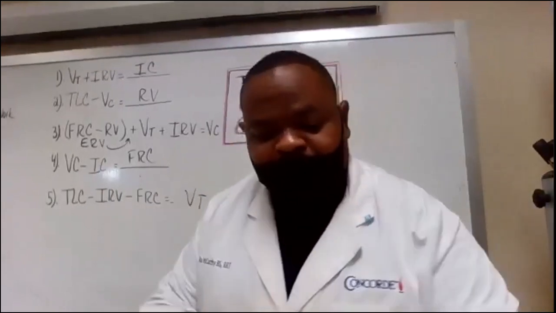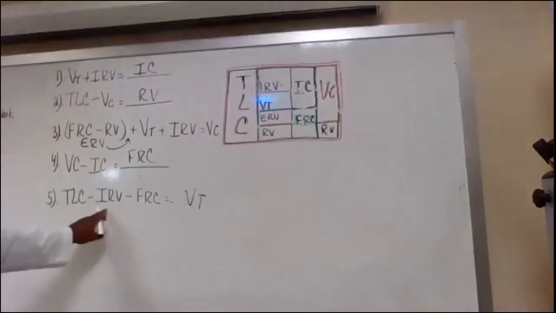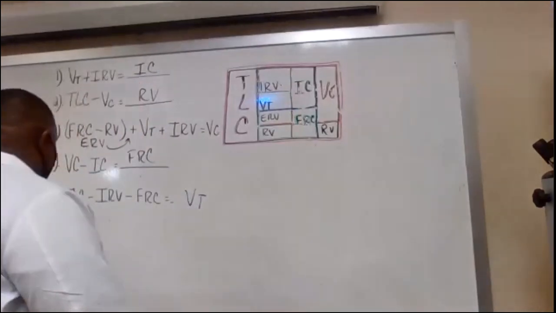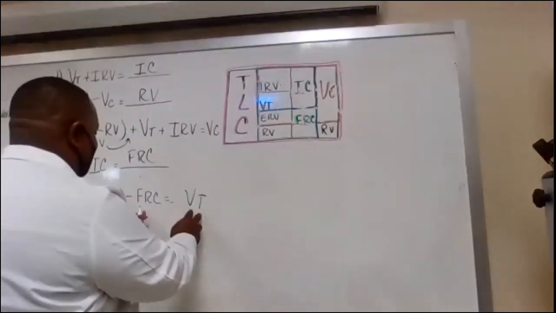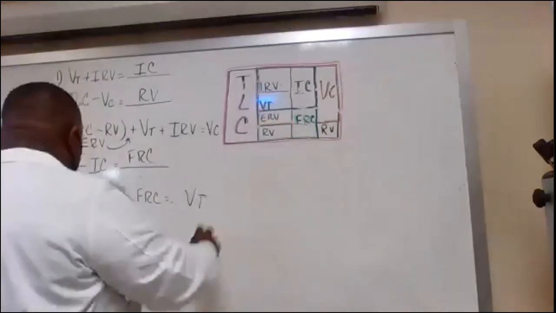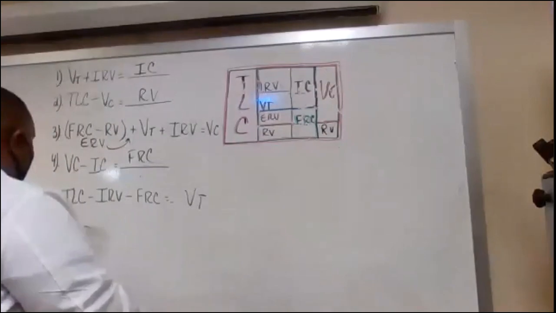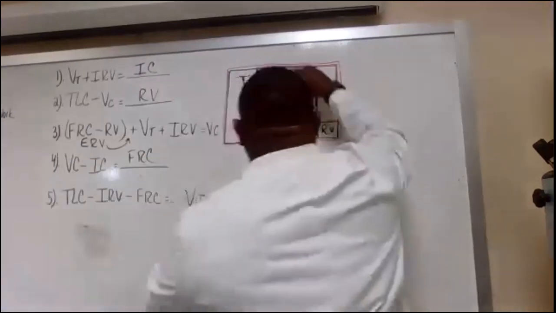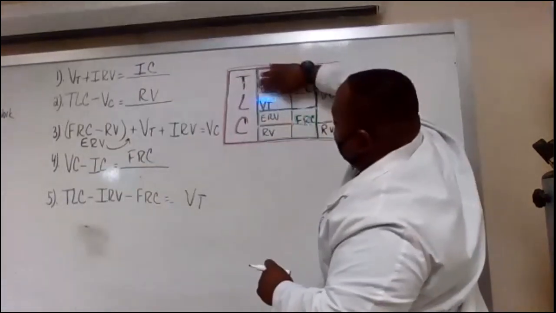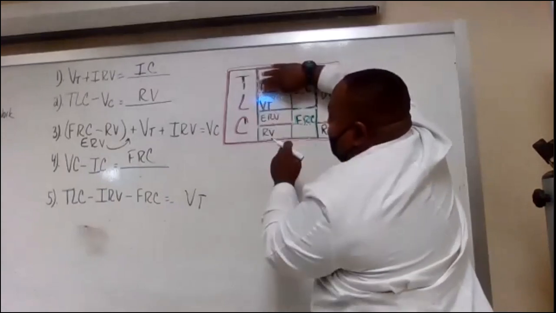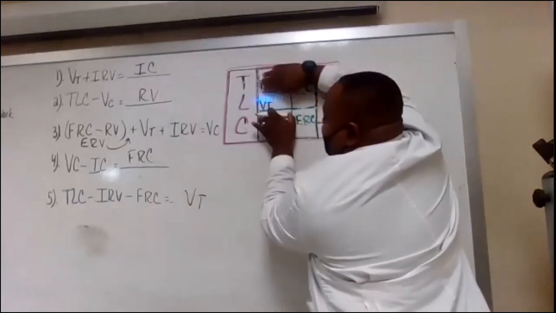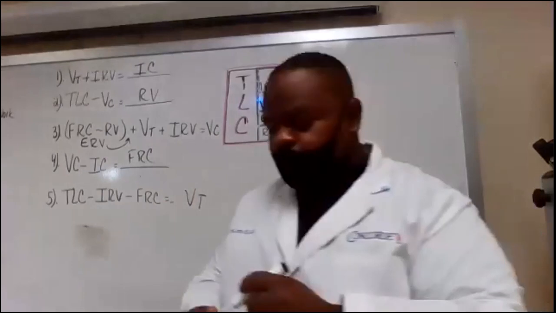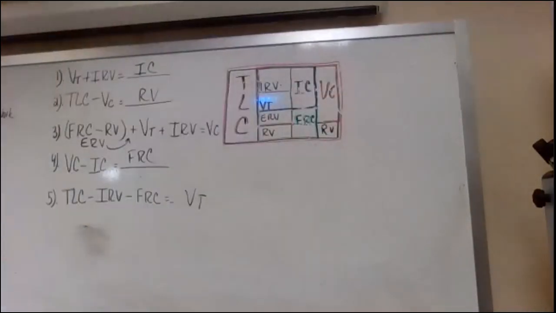So if you want to break it down, let's do the problem like this. TLC minus the IRV will leave me with what? You can say VT, and then take away the FRC, leaves me the VT. No, don't do it like that, because that might confuse you. TLC is the whole thing. You took away the IRV. So right now you have VT right here, and then they said not only that, but also take out the FRC. So all you've got left is what you see: tidal volume. Okay? Just go by what you see that's left. All right?